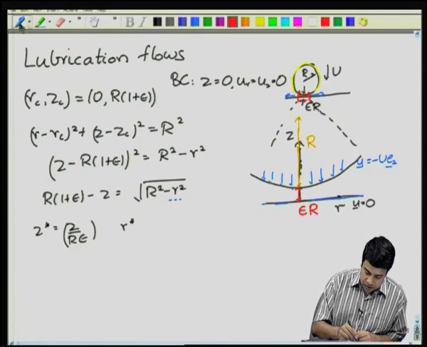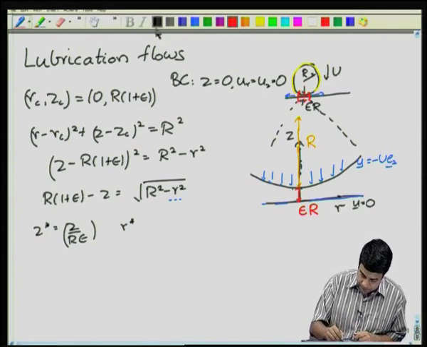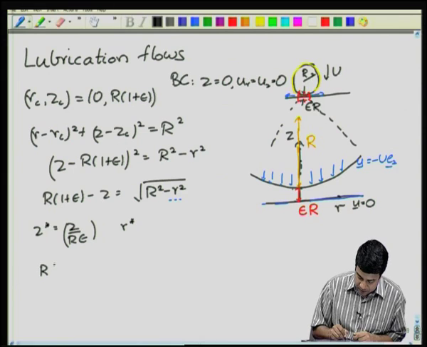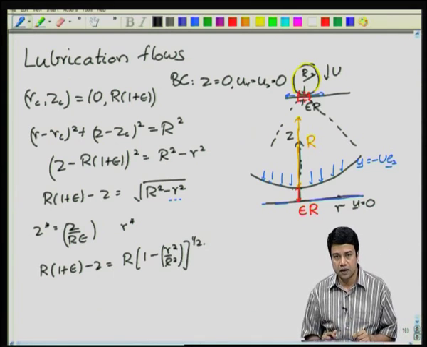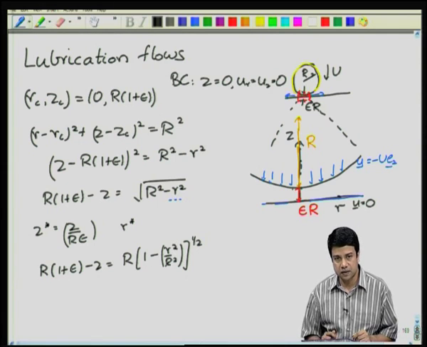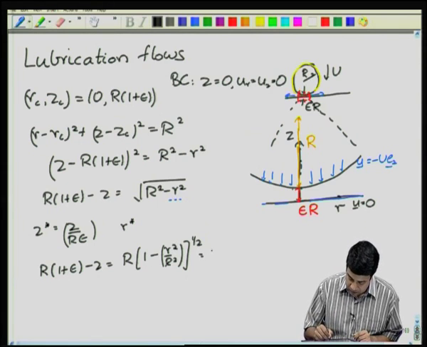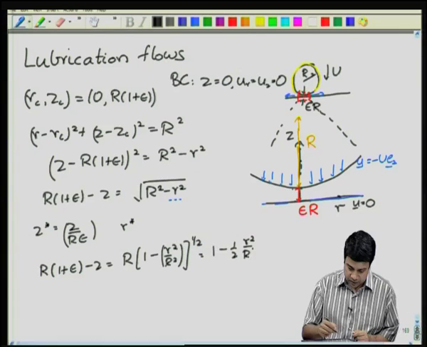So, in that case, I can use a binomial expansion, I am sorry, a Taylor series expansion: R into 1 plus epsilon minus z is equal to R into 1 minus r square by R square, whole power half. And if I just retain only the first term in the expansion, I get 1 minus half r square by R square. I am sorry.